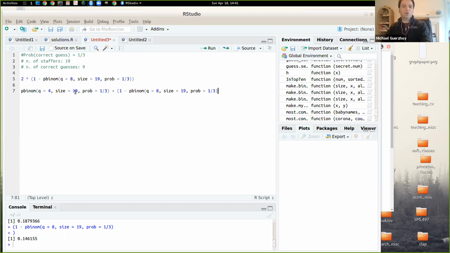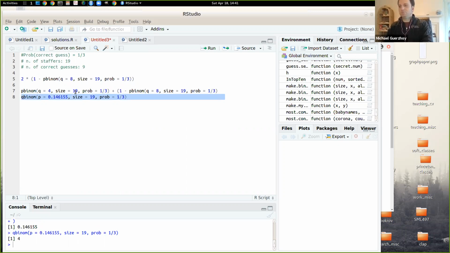Okay, so we can get the 4 automatically using q binom. And we can say p is 0.146155, size equals 19, prob equals 1/3. And this is just going to give us the 4. Does this make sense?